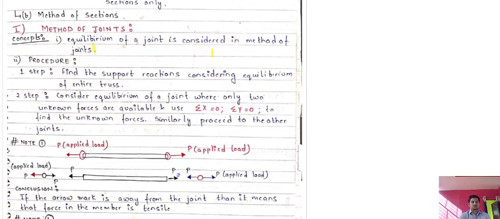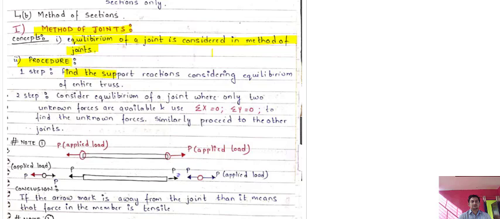First of all, the concept behind the method of joints is that the equilibrium of a joint is considered. So we need to maintain equilibrium at a joint for the method of joints. Okay. So what is the procedure behind it?